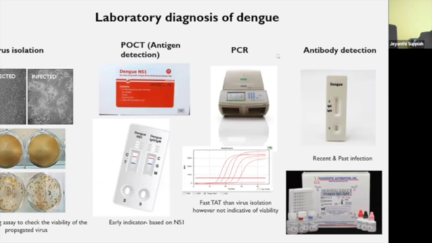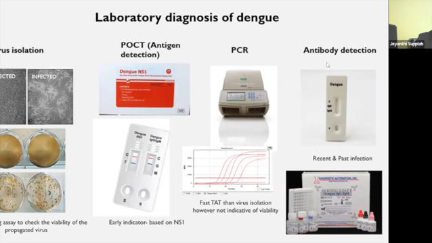Then we have PCR. Real-time RT-PCR is a very useful technique that can be used to detect dengue and all 4 serotypes of the dengue virus. It has a faster TAT than virus isolation. In IMR, we use real-time RT-PCR for detection and serotyping of dengue samples that are sent to us. The interpretation here is qualitative: it's either positive or negative, detected or not detected, with the information of the serotype, whether it's dengue 1, dengue 2, dengue 3, or dengue 4.